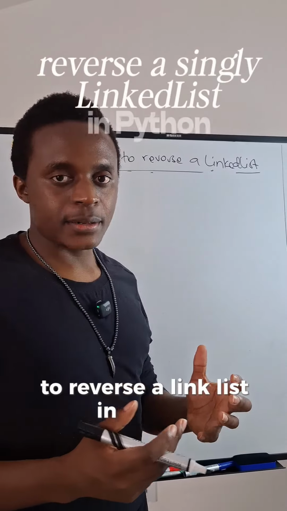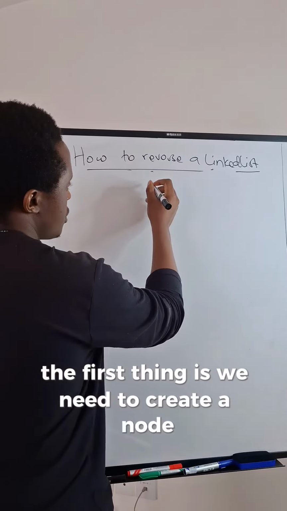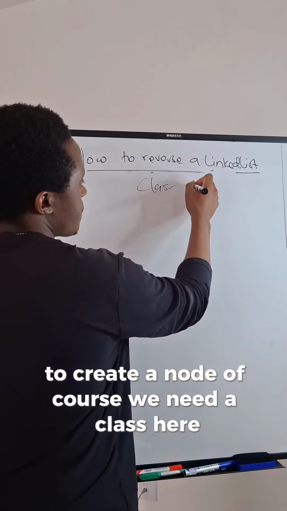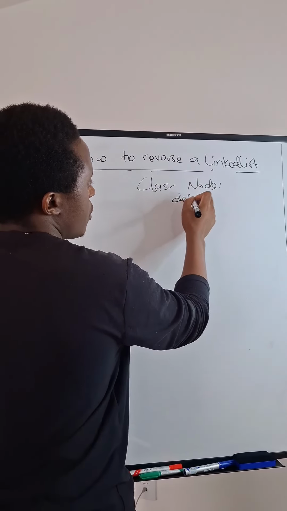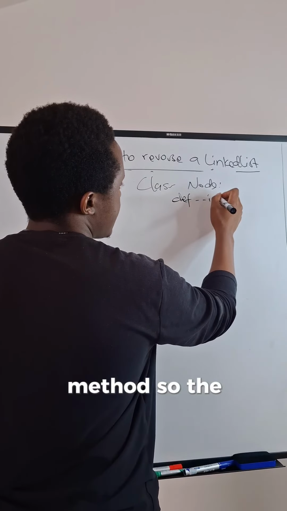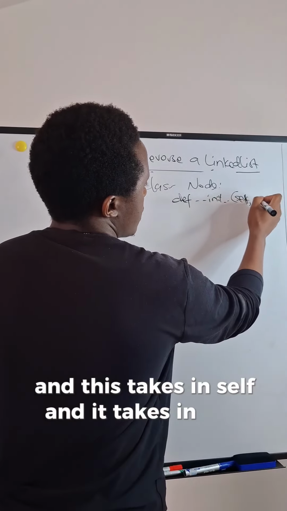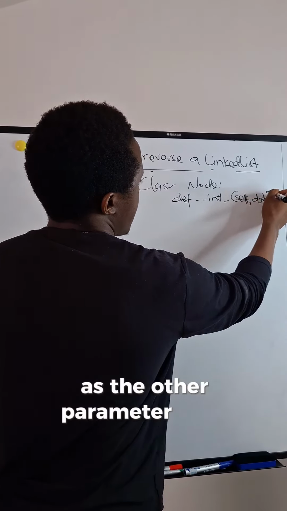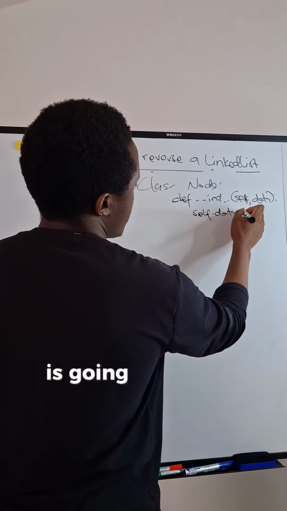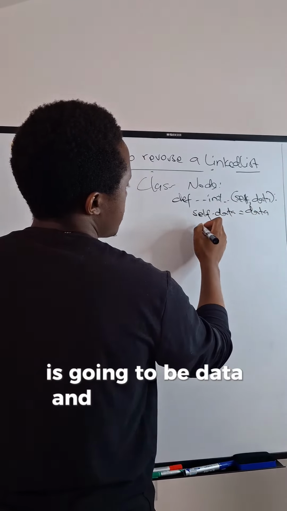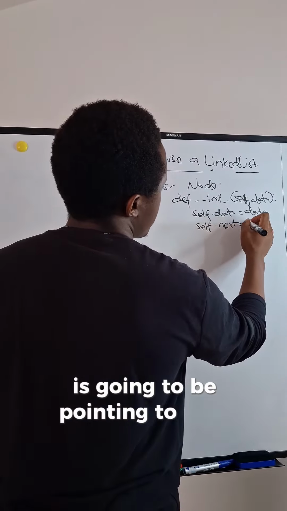To reverse a linked list in Python, a singly linked list in this case, the first thing is we need to create a node. To create a node, of course, we need a class here. We'll just call this class Node, and we're going to need our constructor method, the dunder init, which takes in self and data as the other parameter. Then self.data is going to be data, and self.next is going to be pointing to None.